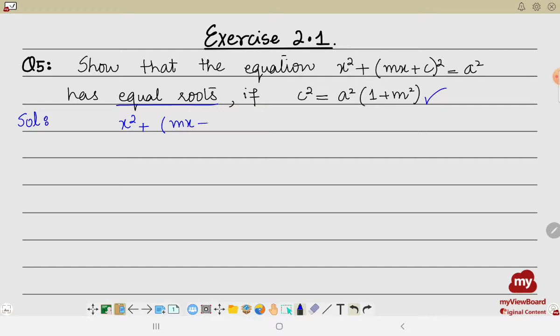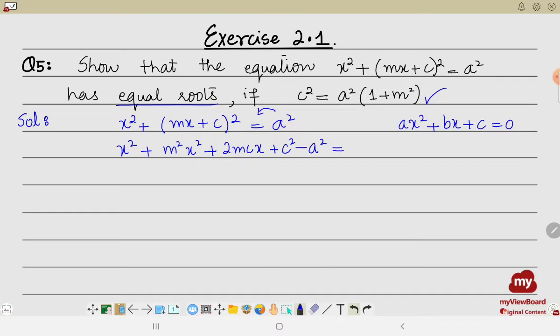So this is the given equation. We are going to convert it into standard form. Let me write our standard form for you: ax square plus bx plus c equals 0. So x square plus m square x square plus 2mcx plus c square, and we'll take this a square to the other side. It will become minus a square. Here we have two terms of x square. We'll combine them by taking x square as common. So we have (1 plus m square) x square plus 2mcx plus (c square minus a square) equal to 0. So we have converted the given equation into standard form.